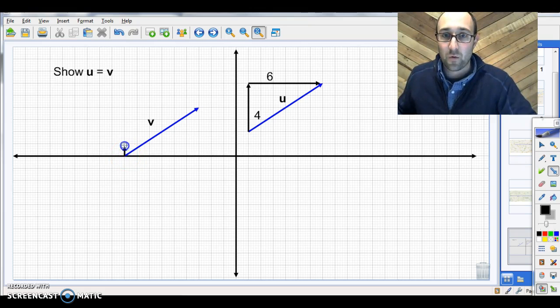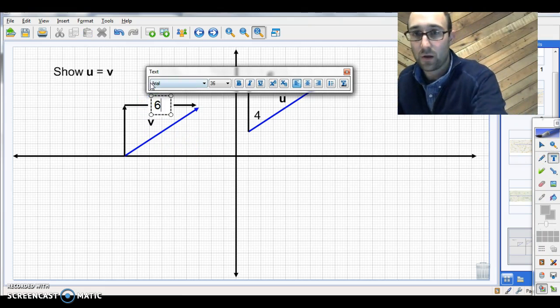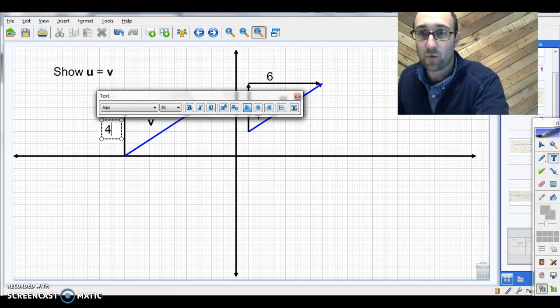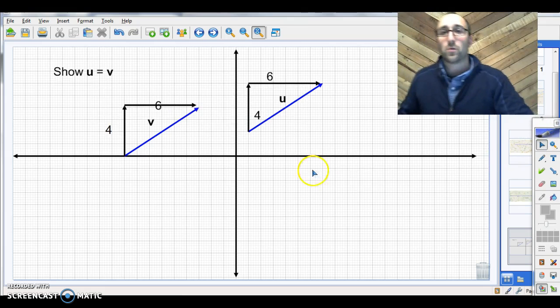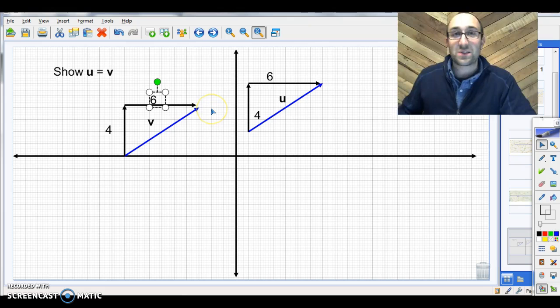So if I go up 1, 2, 3, 4, that's good. And then I go over 1, 2, 3, 4, 5, 6. Now my arrows aren't exactly right, but you know what I'm talking about. So it's going over 6, and it's going up 4. All right, so we have gone up 4, right 6 for both of them. So if this is the same as this, then my hypotenuses are going to be the same as well.